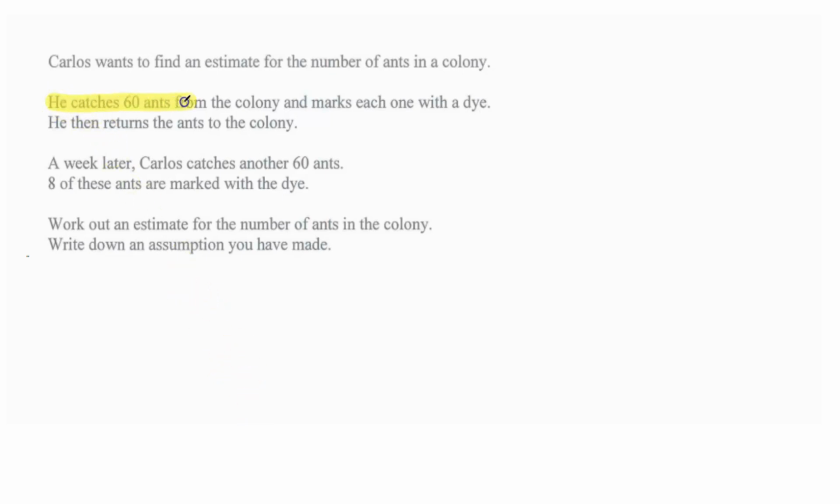So 60 ants were marked with a dye that were captured, but we don't know the total number of ants in the colony. It is fair to say then this 60 ants would be a fraction of the total number of ants in the colony. So we can write 60 over the total number of ants. Let us call that x because we don't know what that value is.